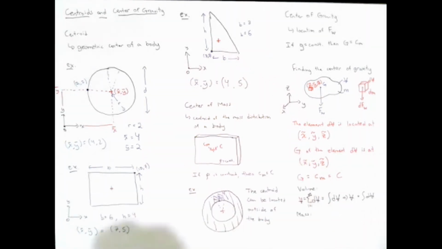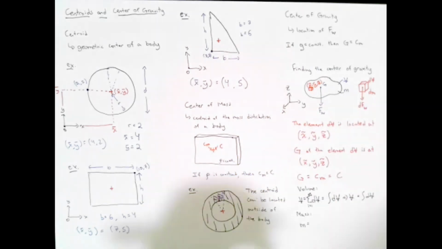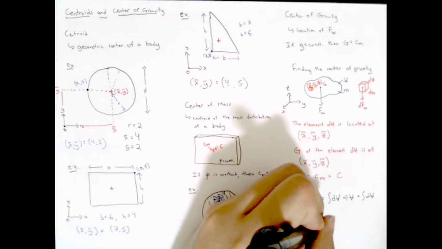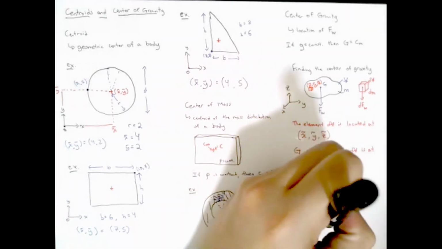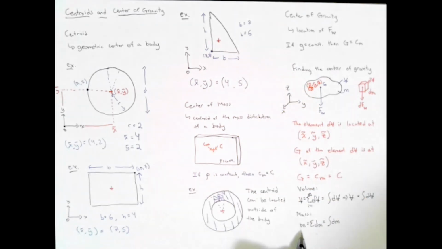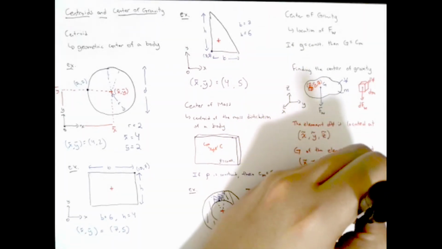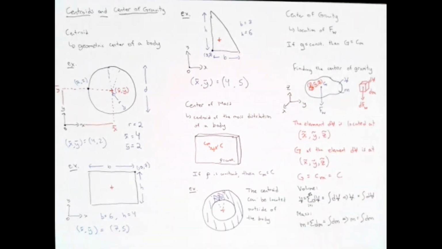We also know that the mass of the entire body m can be found by adding up all of the masses of the infinitely small elements dm. In other words, the mass m is equal to the sum of all my elements dm, and we know that an infinite sum is an integral. So the mass of the body is equal to the integral of dm, for that infinitesimally small term.